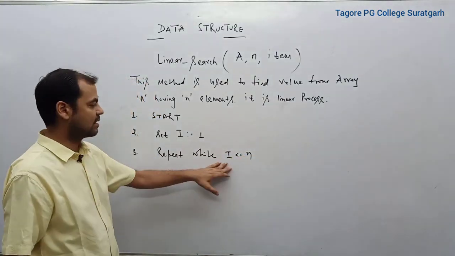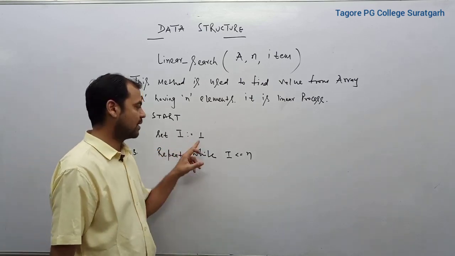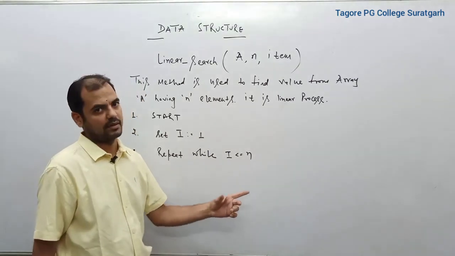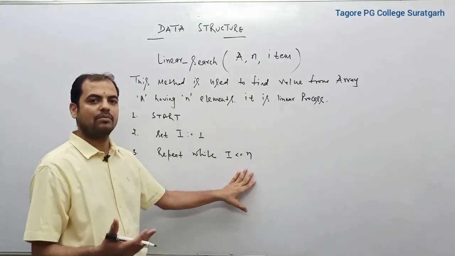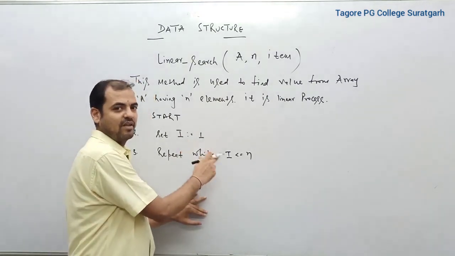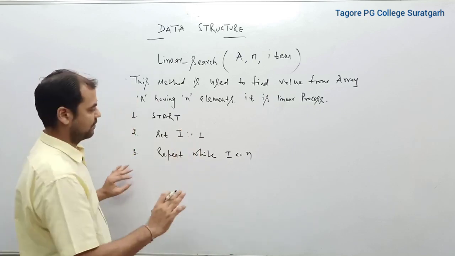Now what is I here? I is the searching location from where you can begin, that is the first element. And what is n? N is the total number of elements. As we have discussed already, n could be 5 or n could be 10, whatever. So the location I will continue to increment until n is reached.